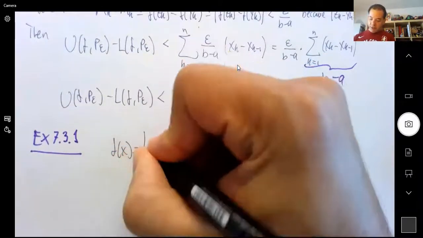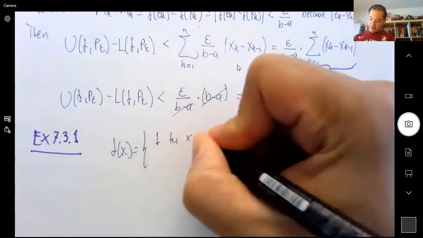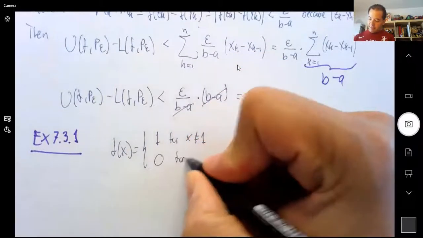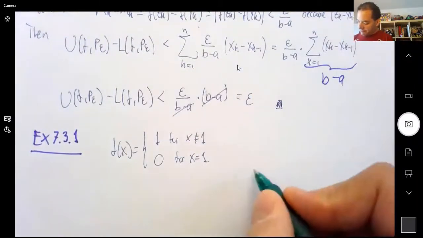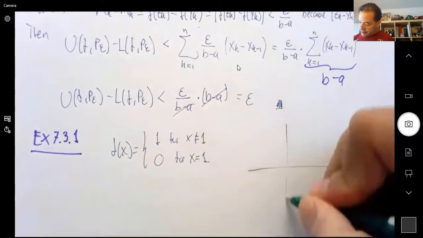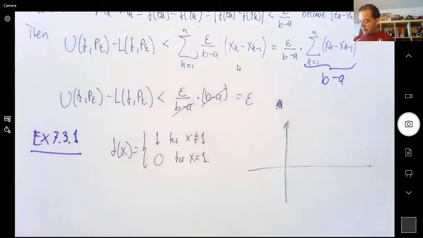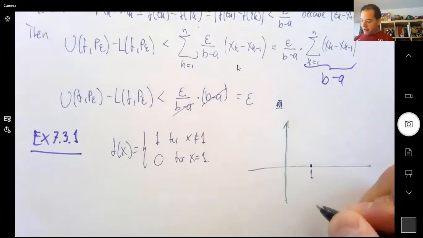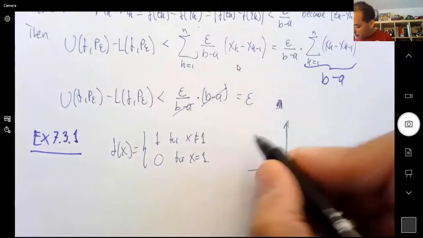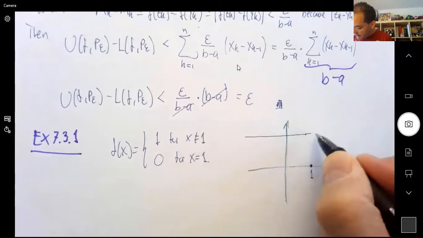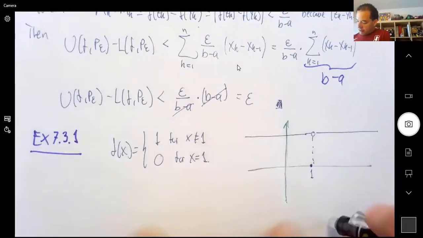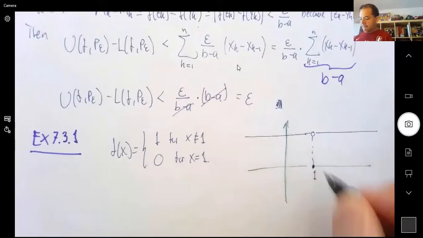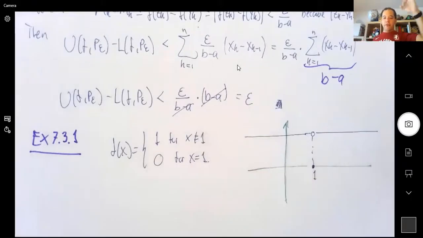f of x is going to be 1 for x that is not equal to 1, and 0 for x equal to 1. Right? What kind of function is this? Let's draw it over here. So here are the axes. And the value at 1 is 0. And everywhere else is 1. So it's the constant 1. It has a little hole here. Right? It has a little hole at 1. Very simple function, right? It's almost constant with a little hole.